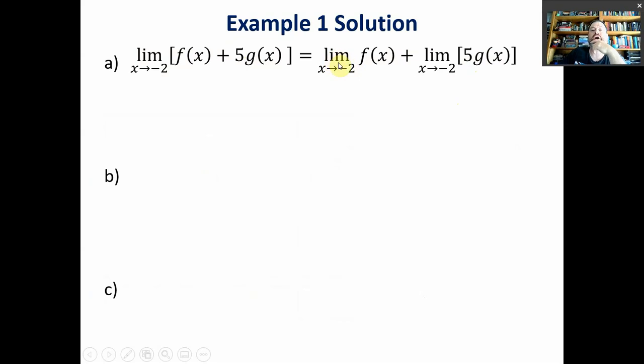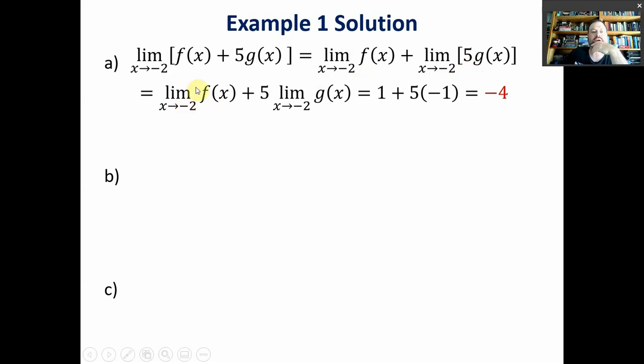So we understand how to do the limit of f of x as x approaches -2. We still don't know how to do the limit of 5 times g of x. So we're going to use the constant multiple rule now, and we're going to bring this limit inside, and we can move the 5 to the front, right? And that's what we did here. So this 5 gets pulled to the front.